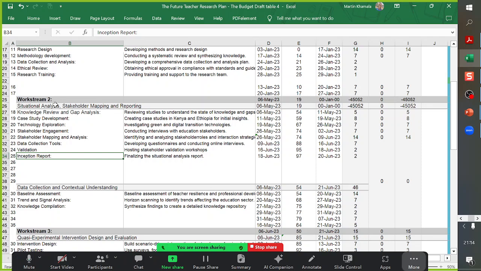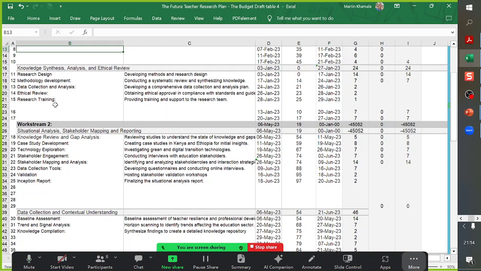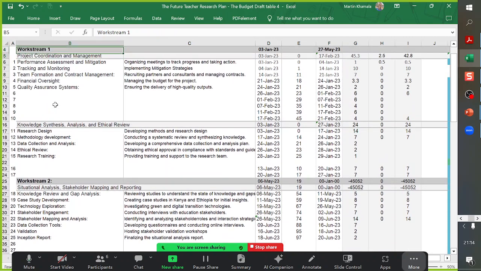Yeah, so that's where we prepare that. Let's be careful, Martin. Yes. To me, I think an inception report is something you do very early, because inception is just something you do when you're beginning. Okay, so we should push it to work stream 1.